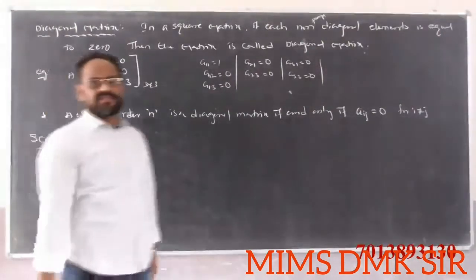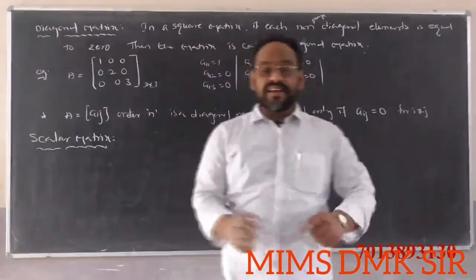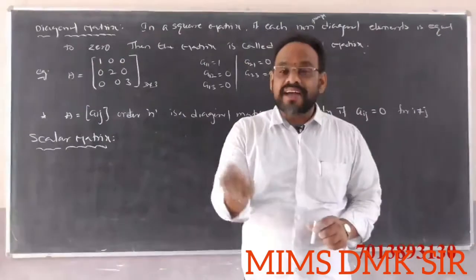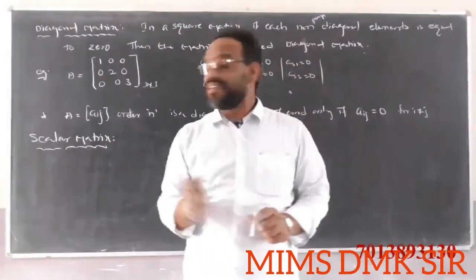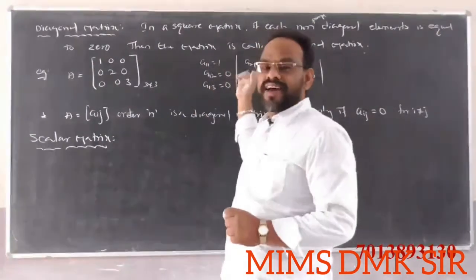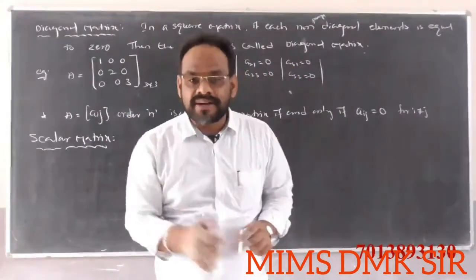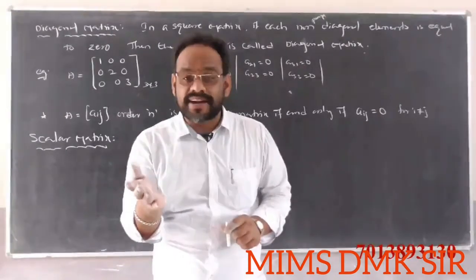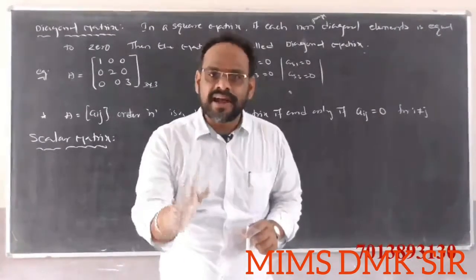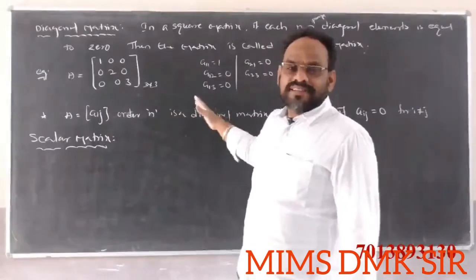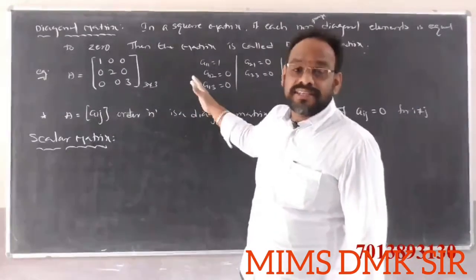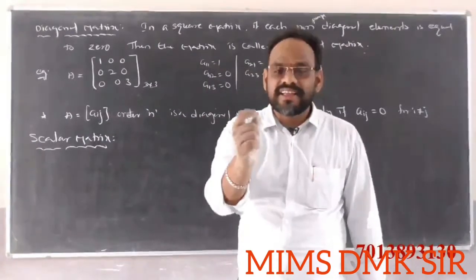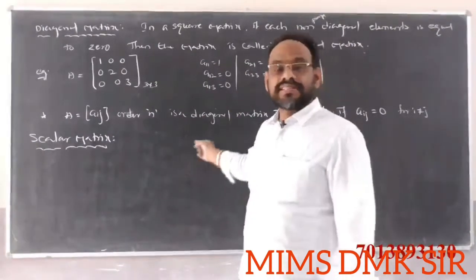Scalar matrix means, if in a square matrix each non-diagonal element is 0 and the diagonal elements are equal to some constant k, then the matrix is called a scalar matrix.